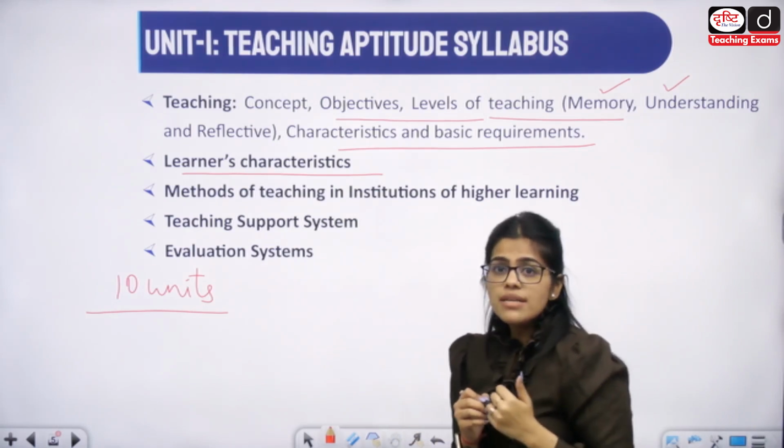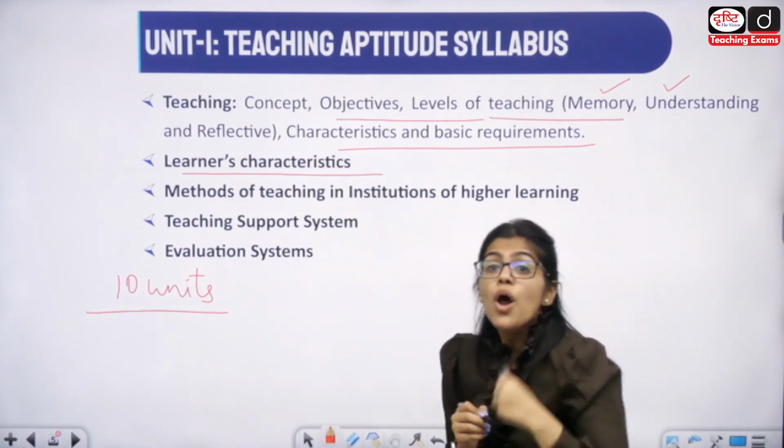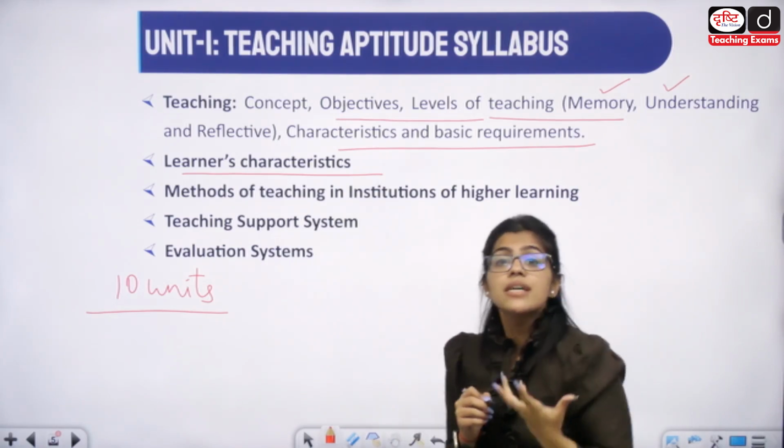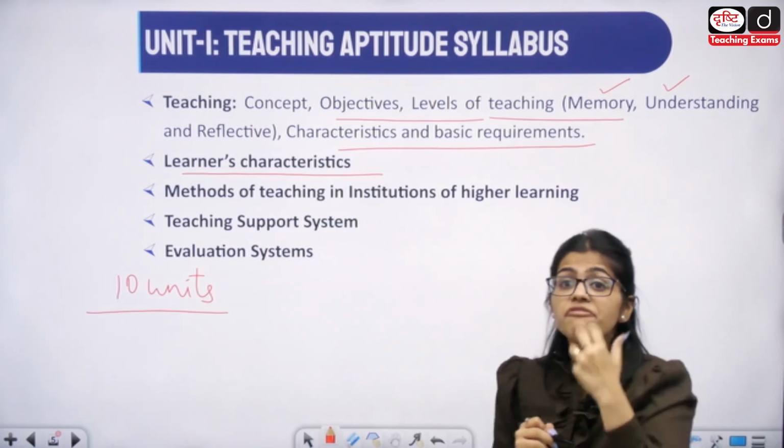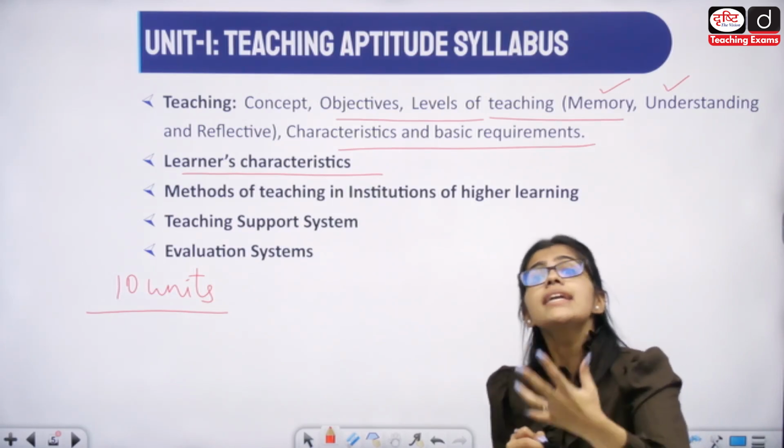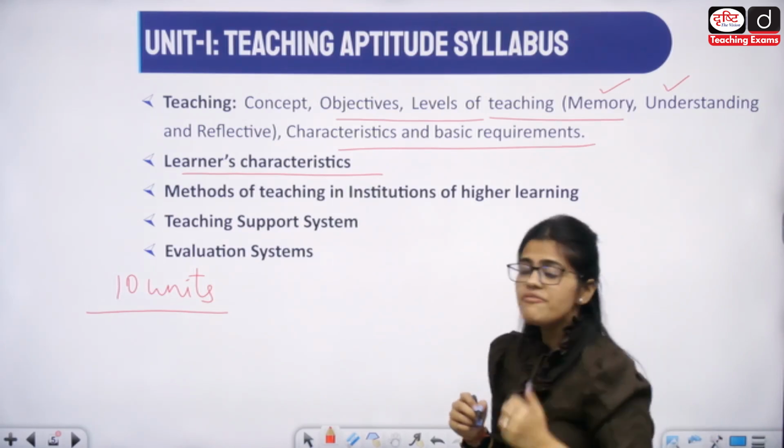What is an adolescent learner? What is a young learner? What do you mean by an adolescent learner? These are the things that are important. And what are the characteristics? What is a field-dependent learner? A field-independent learner? These are the things that are very important.